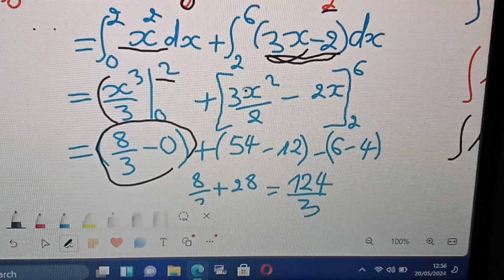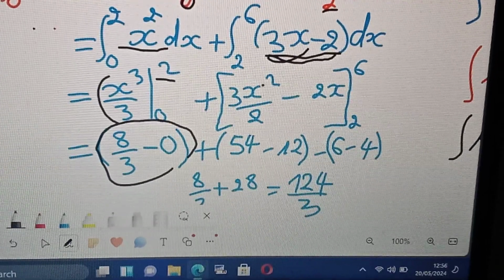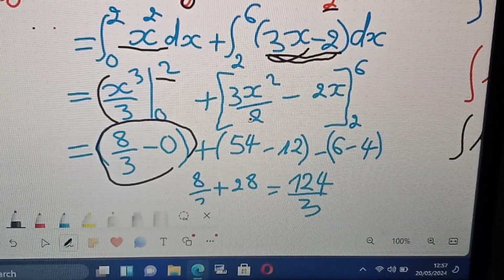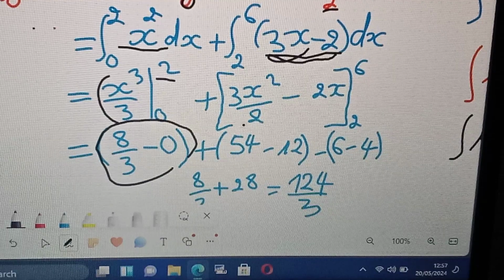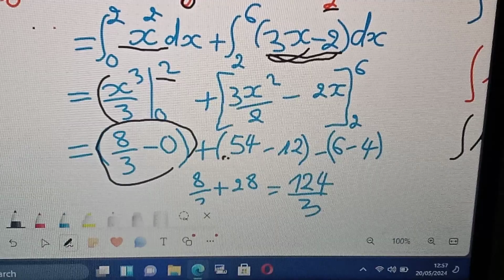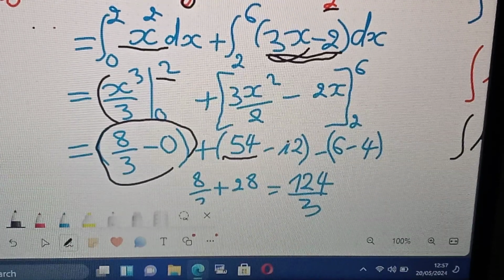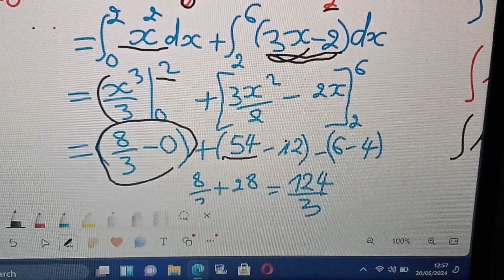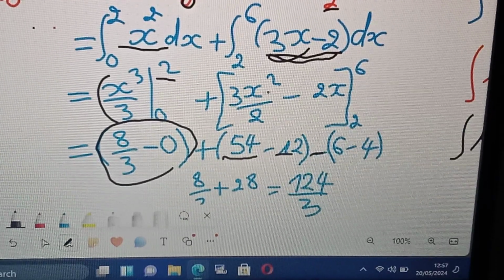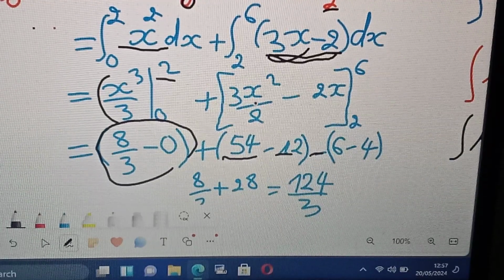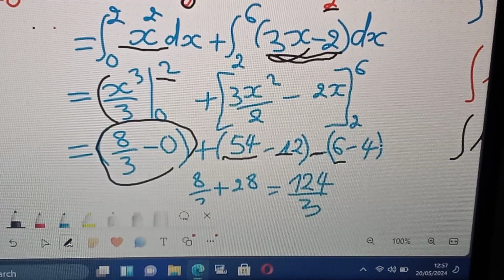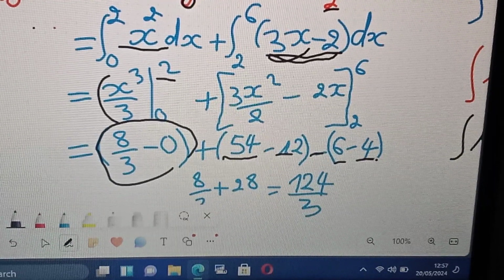We come here. We replace x by 6. 6 power 2 is 36. 36 divided by 2 is 18. 18 times 3 is 54. Minus 6 times 2, which is 12. Minus, replace x by 2. 2 power 2 is 4. 4 divided by 2 is 2. 2 times 3 is 6. Minus 2 times 2, which is 4.